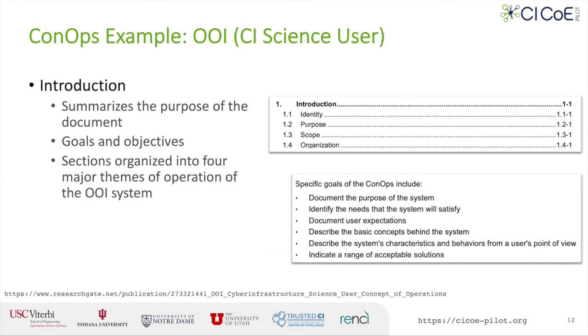In the introduction, they summarize the purpose of the document, they provide their goals and objectives, and there are sections organized into 4 major themes of operation of the OY system, again from the perspective of the CI science user. Something quite interesting to highlight in their introduction is that they created small sections listing the specific goals of the ConOps. So in the beginning, it's clear what expectations the users will have coming and reading these ConOps, what kind of information they're going to find and how things are being answered for them.